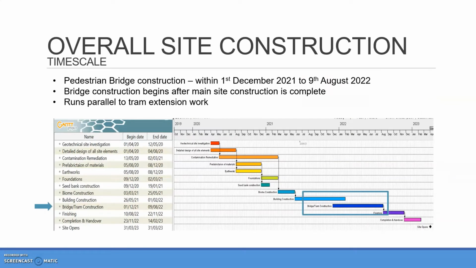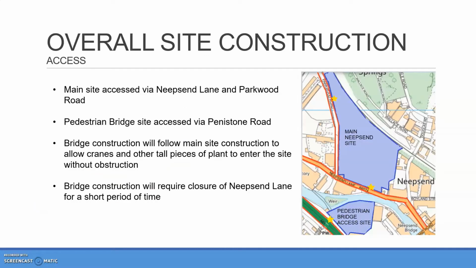The construction of the bridge will begin on the 1st of December 2021, and will take place after the main site construction is complete. The timescale has been chosen to allow easier access for plant and materials being delivered to the main site, as the construction of the bridge may restrict the height of vehicles entering the site. The main site can be accessed at two key points located on Neepsend Lane and Parkwood Road, and the pedestrian bridge access site can be entered via Penistone Road.